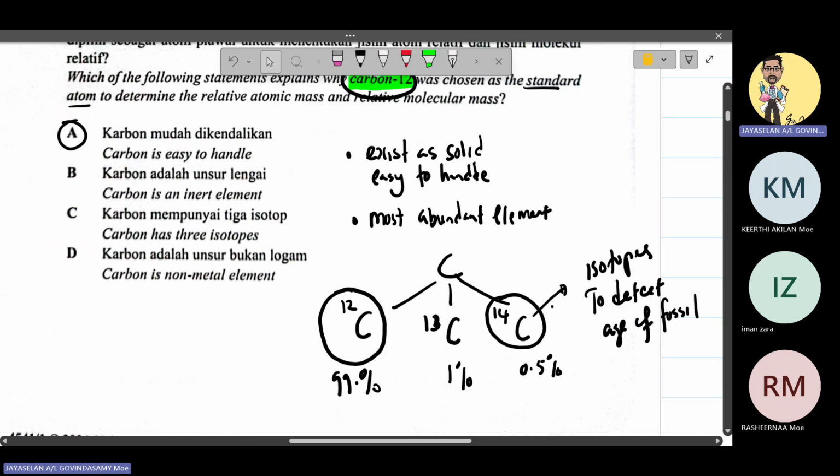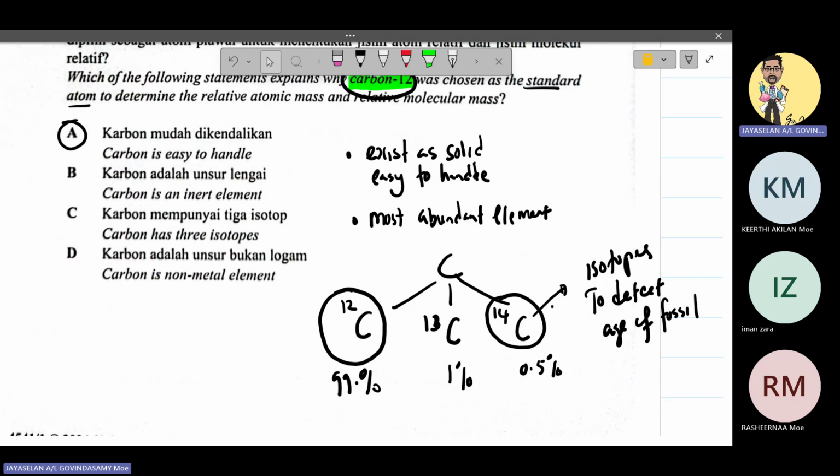Because it is the most abundant element, and easy to handle as it exists as a solid. Okay, any question? Please memorize. This has not come out in the exam yet. Okay, you must remember. So this year it may come out.